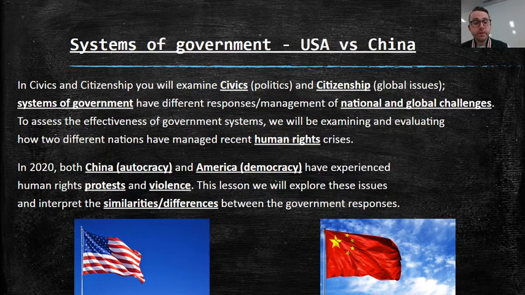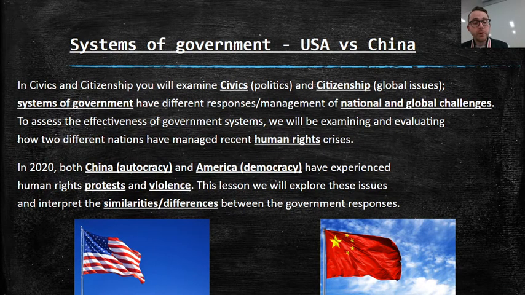So, to assess the effectiveness of government systems, we will be examining and evaluating how two different nations have managed recent human rights crises. So it's connecting to Year 8 civics, where you looked at human rights, but really I'm trying to get you in this lesson to look at some current events. So I thought instead of looking back into the history of, you know, when Australia was founded, et cetera, we'd look at something happening in 2020. So you guys know a little bit more about the world around you.